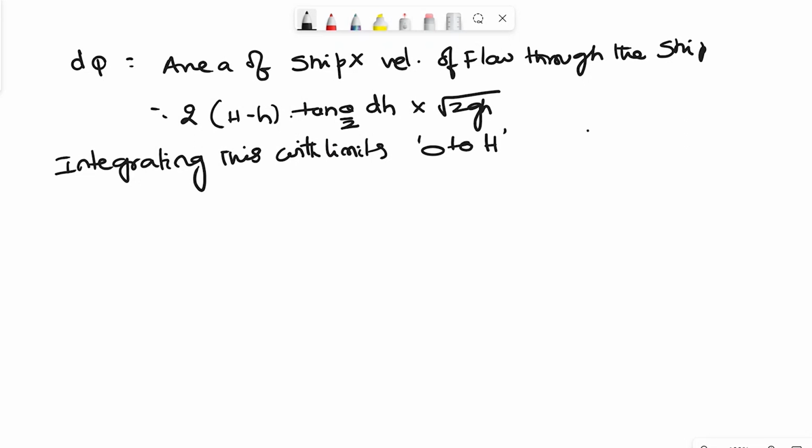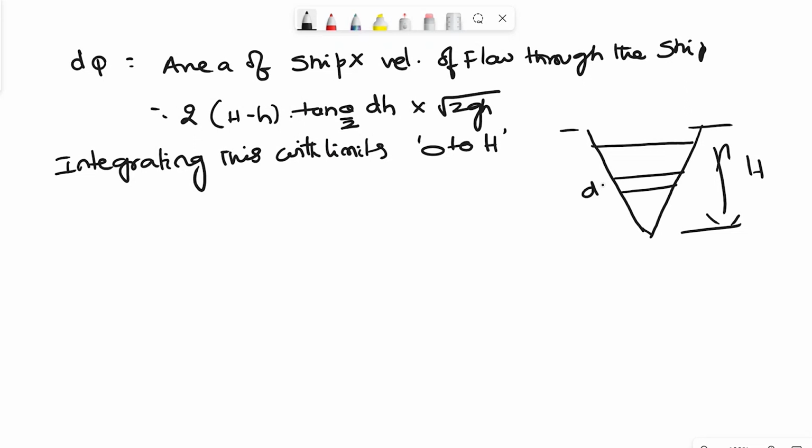So if you take this V notch, this we call it as h. Now this is the strip we have taken, dh, and this distance is h. So now the limits for this h, it varies from 0 at the free surface to H here. So that's what we have put.